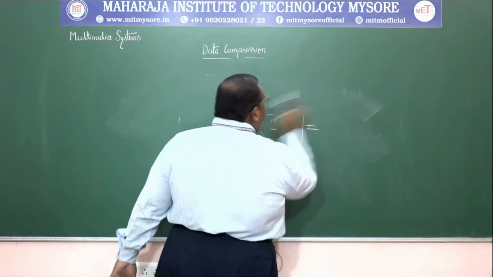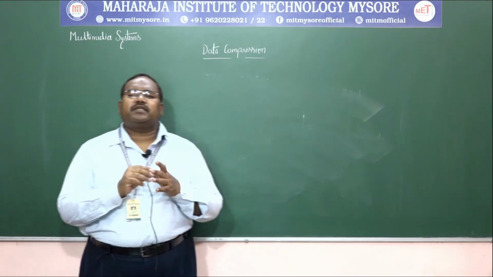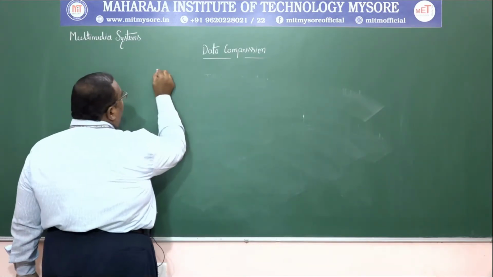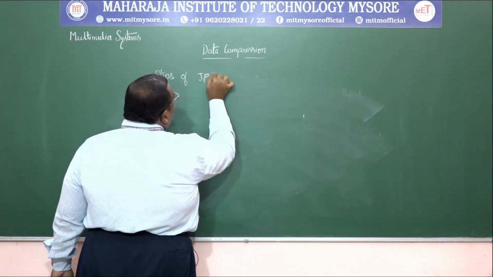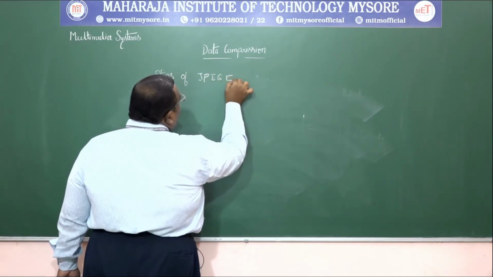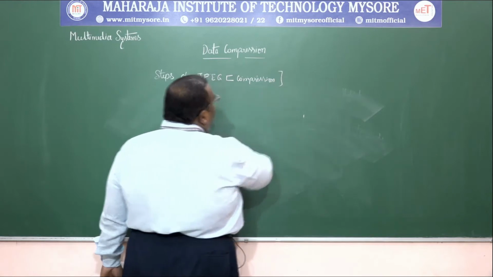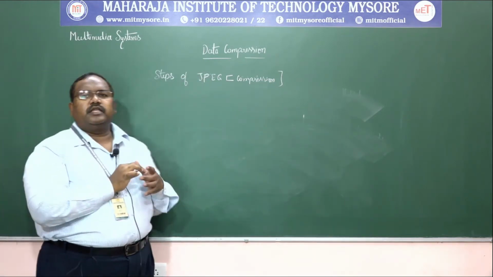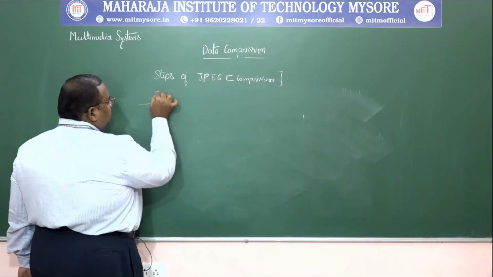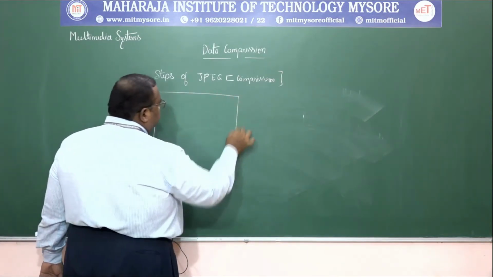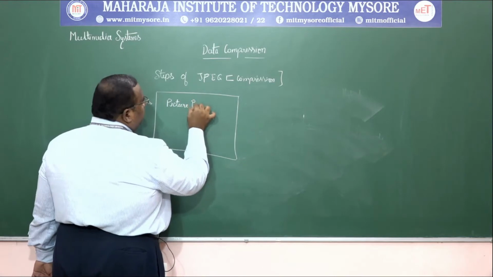Next, let us look into the steps of JPEG compression techniques. So we have seen the four modes. Let us discuss JPEG compression. This is very much represented with a diagram. The first step in the diagram is picture preparation.